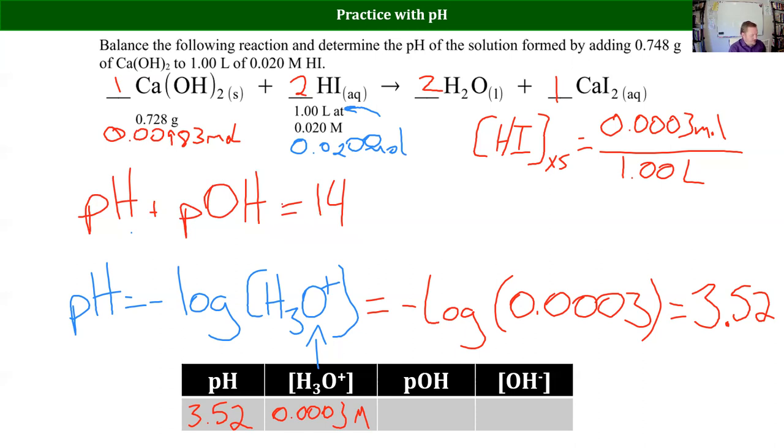So a quick subtraction, 14 minus 3.52 gets 10.48. So if all this question asked was what's the pH at the end, we're already done. If the question says fill out this entire box or this entire table of pH, pOH, and these concentrations, we have one more step to do. And that's the only one that we haven't done before.